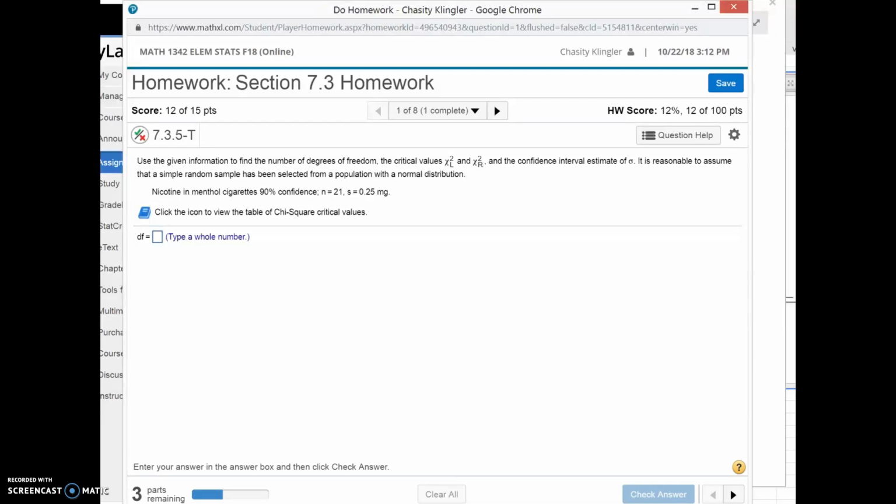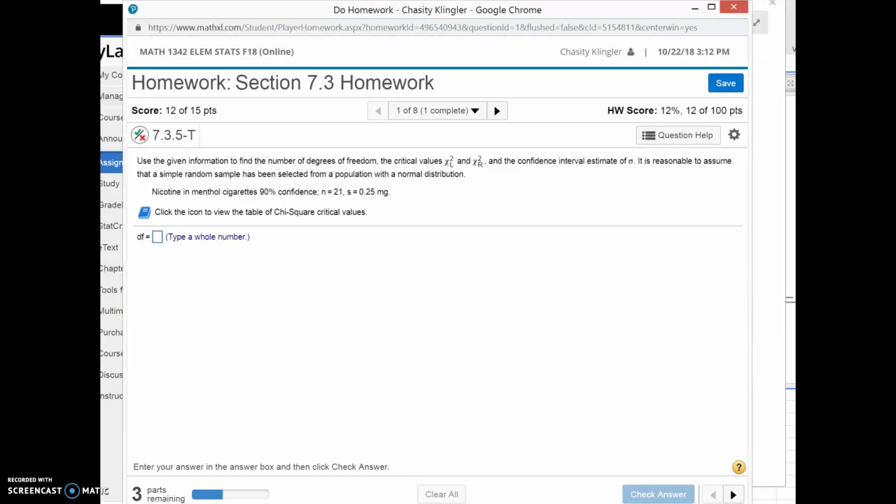I'm looking at number 1 on section 7.3. 7.3 is about constructing confidence intervals for standard deviation or variance. This section is similar to 7.1 and 7.2, where we use the normal distribution or the student t-distribution. But for standard deviation or variance, you need to use the chi-squared distribution.